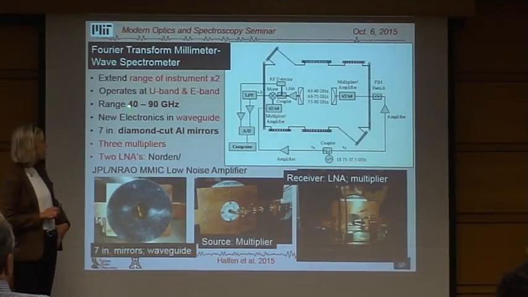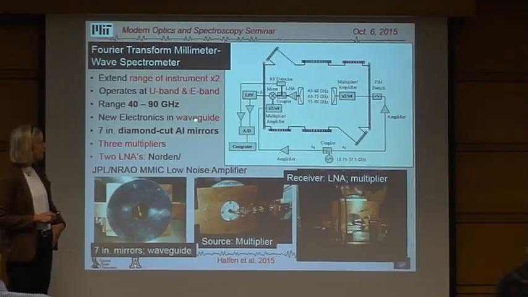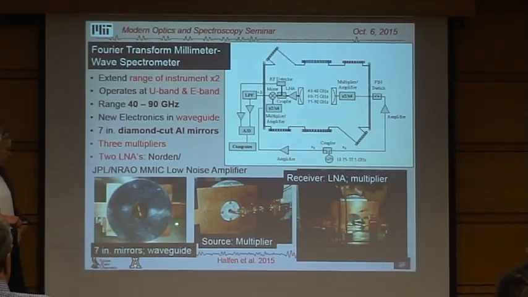It operates continuously across this range. We had to get more accurate mirrors, so we made another set of mirrors. They're 7 inches. We weren't sure if we were going to launch the radiation properly into the cell, so we made this plug we could take out and change things.